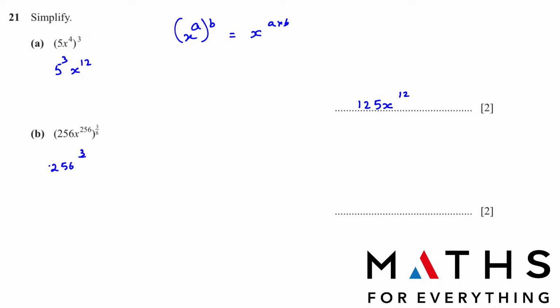256 to the power of 3 over 8 and x 256 multiplied by 3 over 8. 256 to the power of 3 over 8 will give us 8, and 256 multiplied by 3 over 8 will give us the power 96. So we write it 8x to the power of 96.